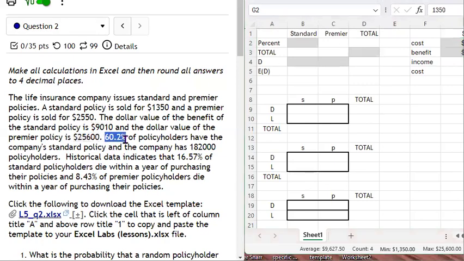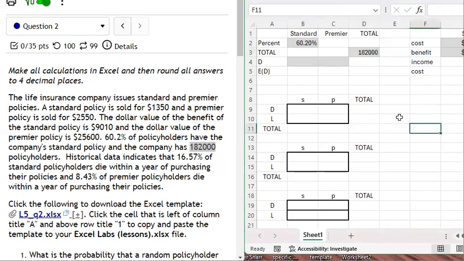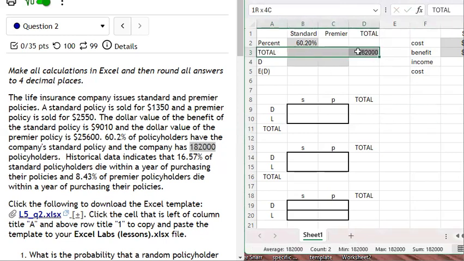Now we've got 60.2% of policyholders have the company's standard policy. Notice I'm copying the number and the percent symbol. We're going to put that right here. And then the company has 182,000 policyholders, so that's going to be here. So the frequencies are here. This is the frequency of standard policyholders, and this is the frequency of premier policyholders. You can think of these as percent frequencies, and the percent frequencies have to add up to 100%.